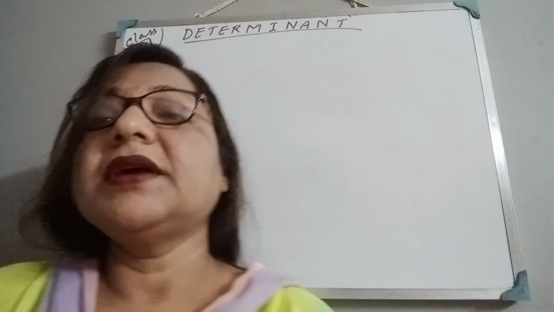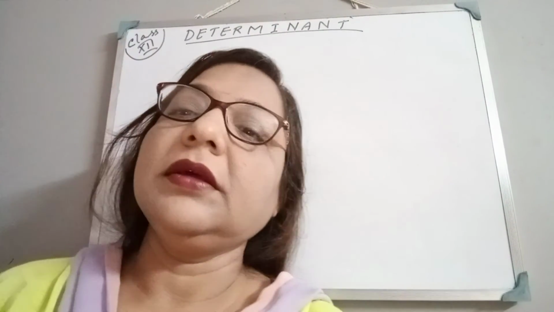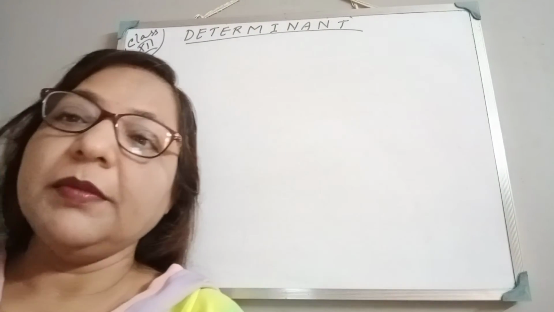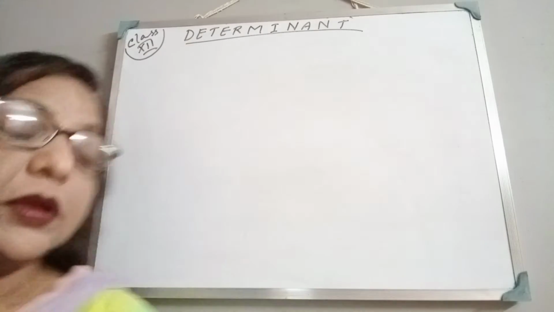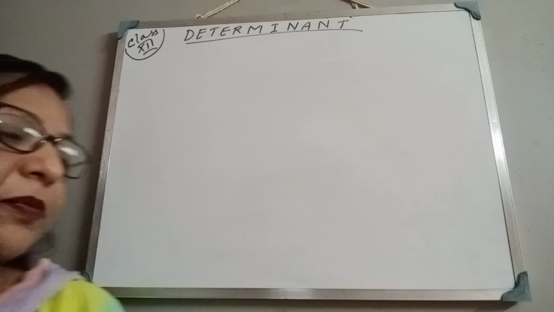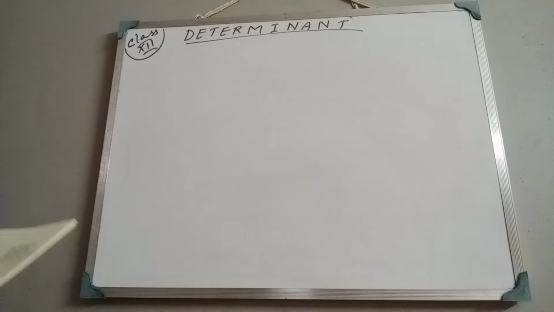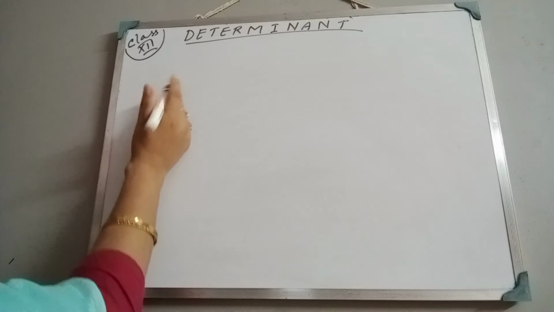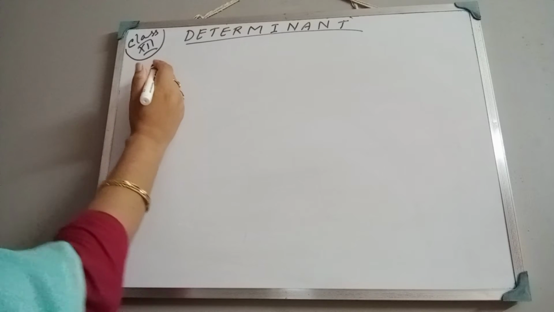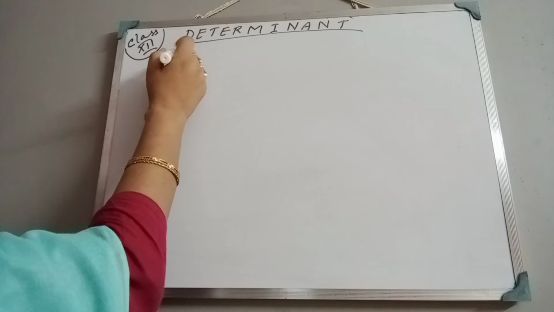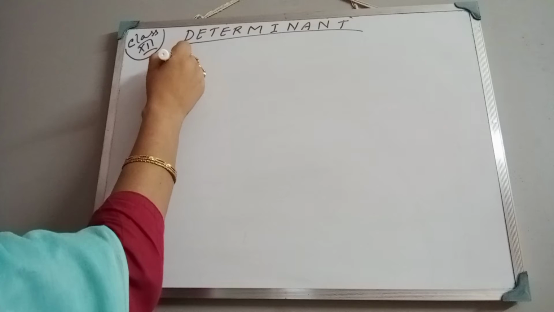Today we will start determinant. Already I have said that next chapter I will start determinant for you. Determinant is a topic from algebra. Now, what is the definition of determinant? Before starting this definition, we have to know about the simultaneous equations. What are the equations? Let me write the equations first.